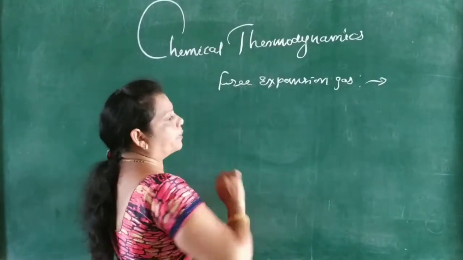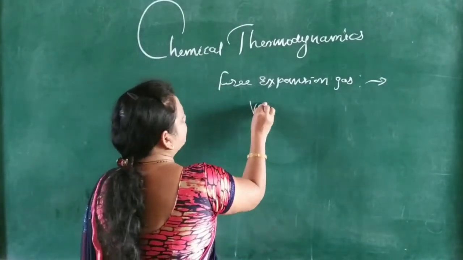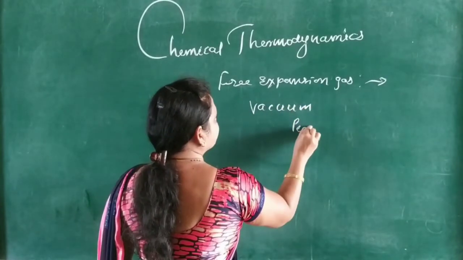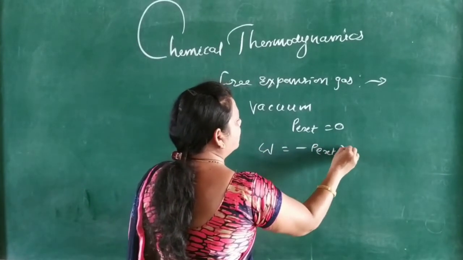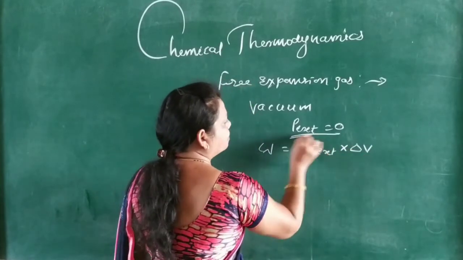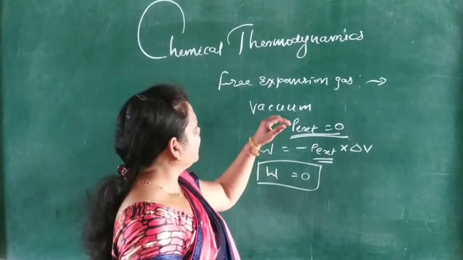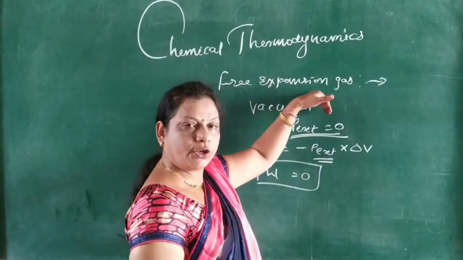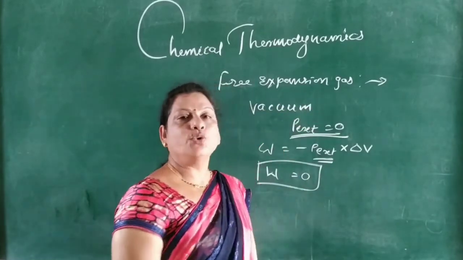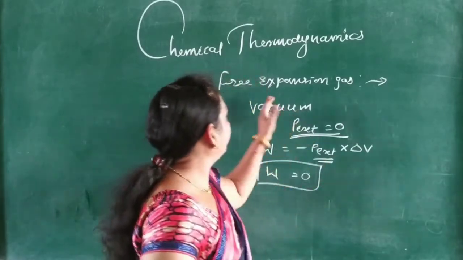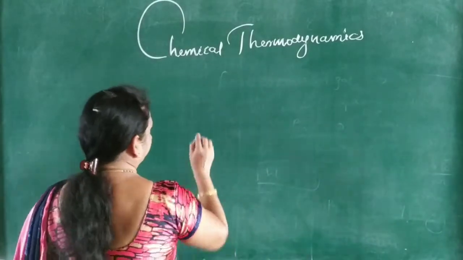If the expansion of gas is carried out at zero pressure, that is, in a vacuum, then P external is equal to 0, and as we know, W is equal to minus P external into delta V. Here, as P external is equal to 0, W is equal to 0. This is called free expansion of the gas. In other words, work done in a vacuum is 0. That is, no work is done in a vacuum. After that, the concept of maximum work done.